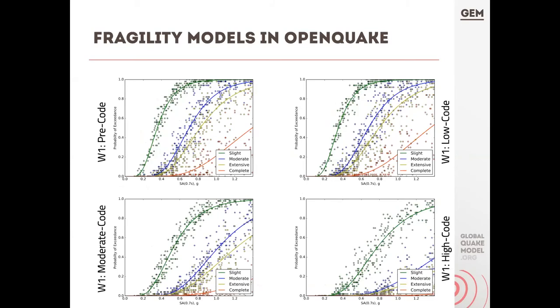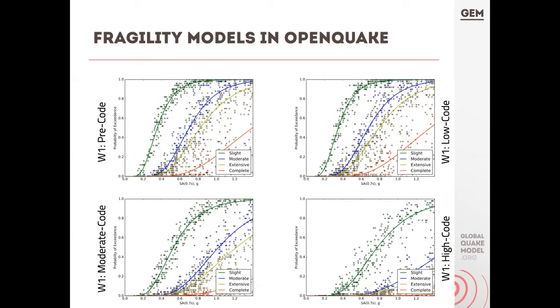So this is just a representative picture of how these functions look. These are, again, derived from analytical simulations. In this case, all four of these plots are showing functions for what's called the W1 structural type. This is low frame residential wood housing.